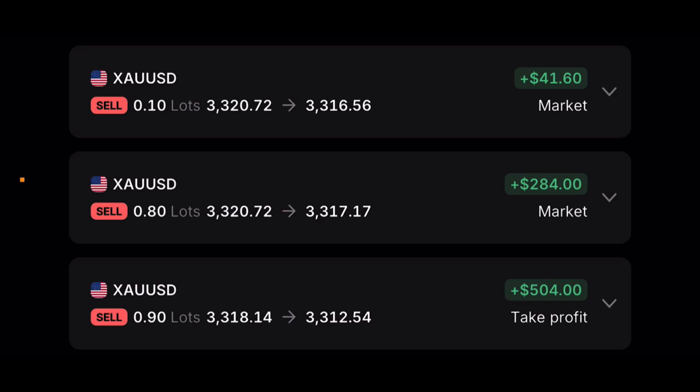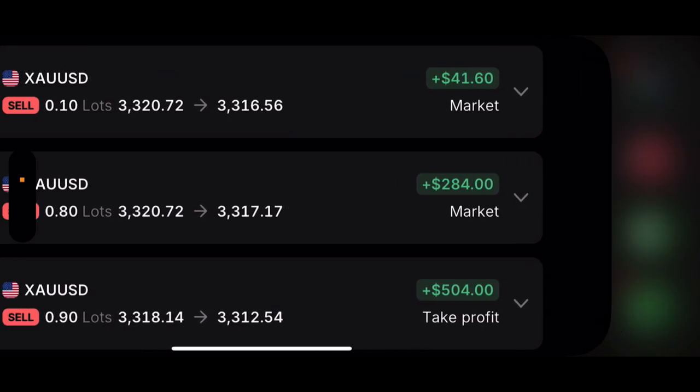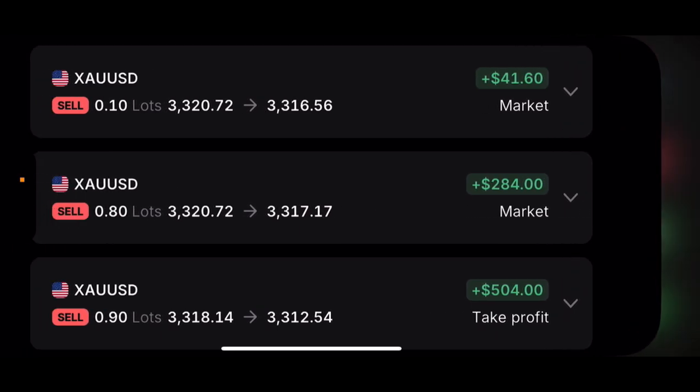The bottom 500 profit. This morning I made the 284. I took a partial and then the rest of it was 41. But we'll get to that in the second setup. But I got in at 33.18.14 and I took it down to 33.12.54. So 33.18.14, 33.12.54.